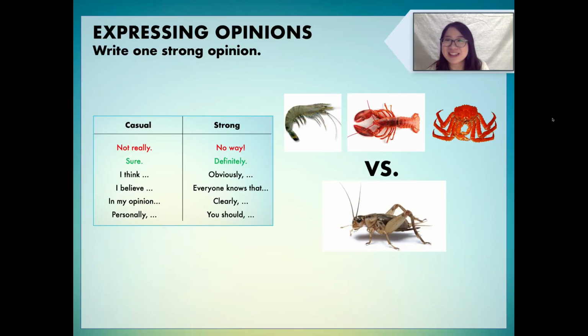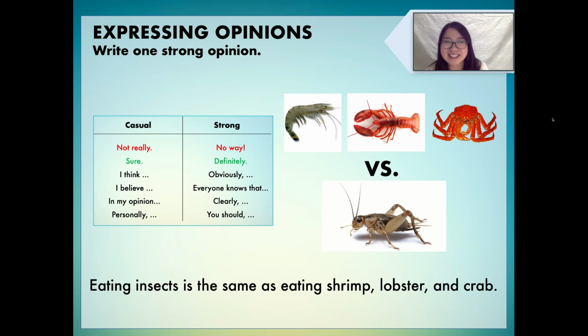Time for one last strong opinion. So, that bug looks disgusting. But shrimp, lobsters, and crabs also look pretty weird. Do you agree with this statement? Eating insects is the same as eating shrimp, lobster, and crab. Give me a strong opinion and write it in your notebook.